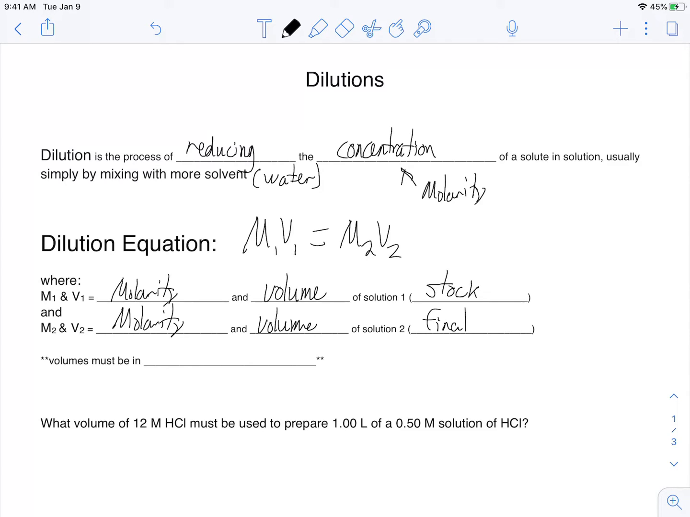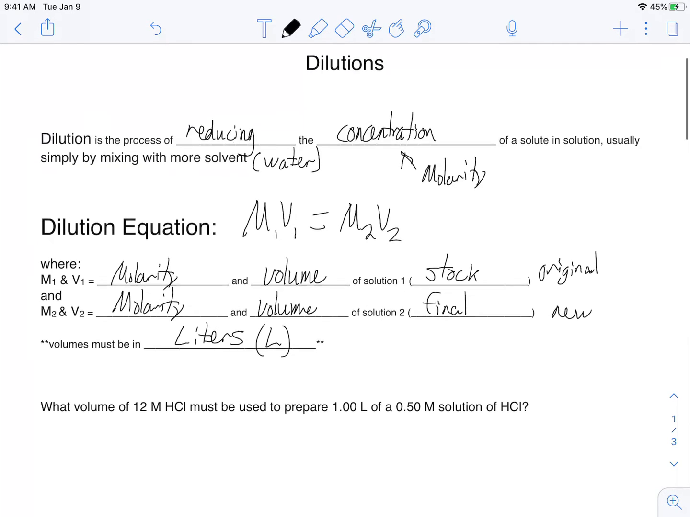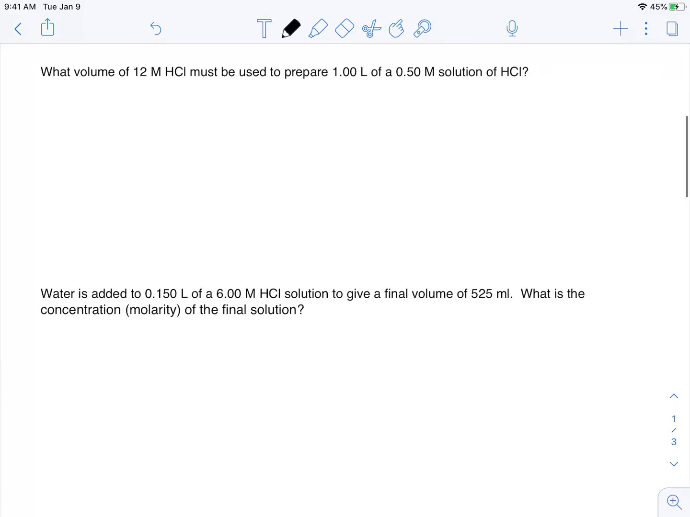There are some other words you might hear. Stock also can be called original. Final can also be called new. So just beware, those are different names you can hear for stock and final. Volumes must be in liters, the unit of liters. So let's go ahead and work through some example problems with molarity.